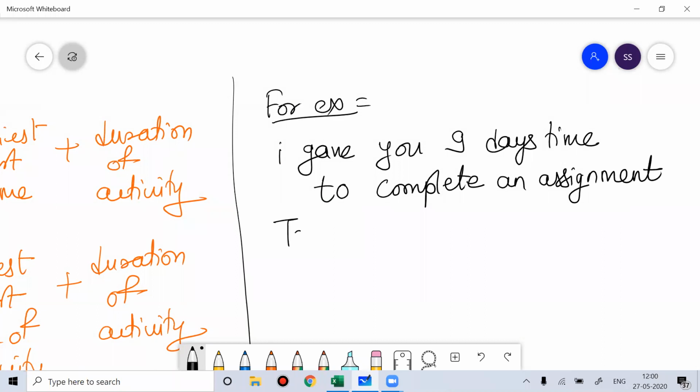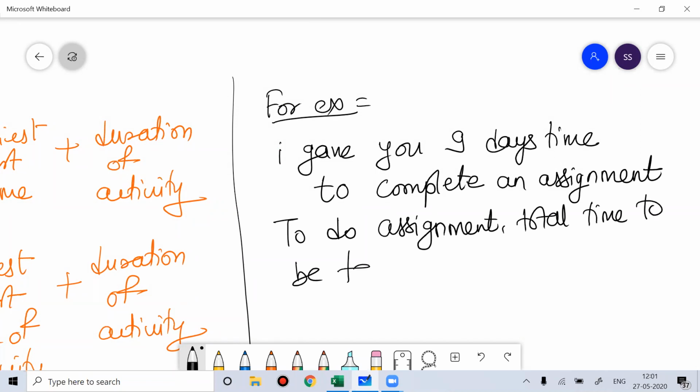If you do the assignment seriously, the total time you can take to do the assignment would be 4 days. So in 4 days you can easily finish the assignment. Suppose I told you, this is the assignment, submit on this date. I gave you 9 days, but in reality, if you start solving the assignment, you can finish in 4 days.